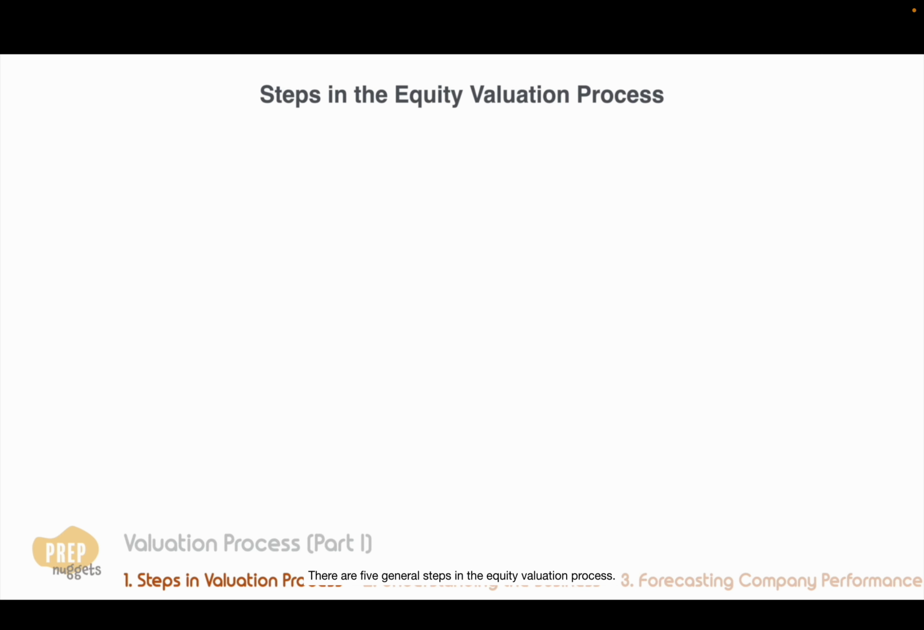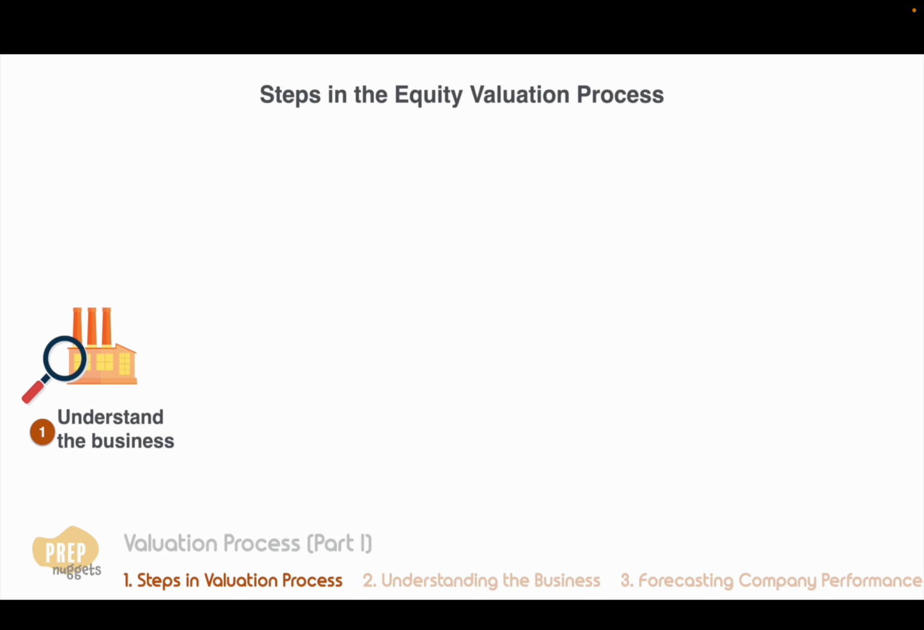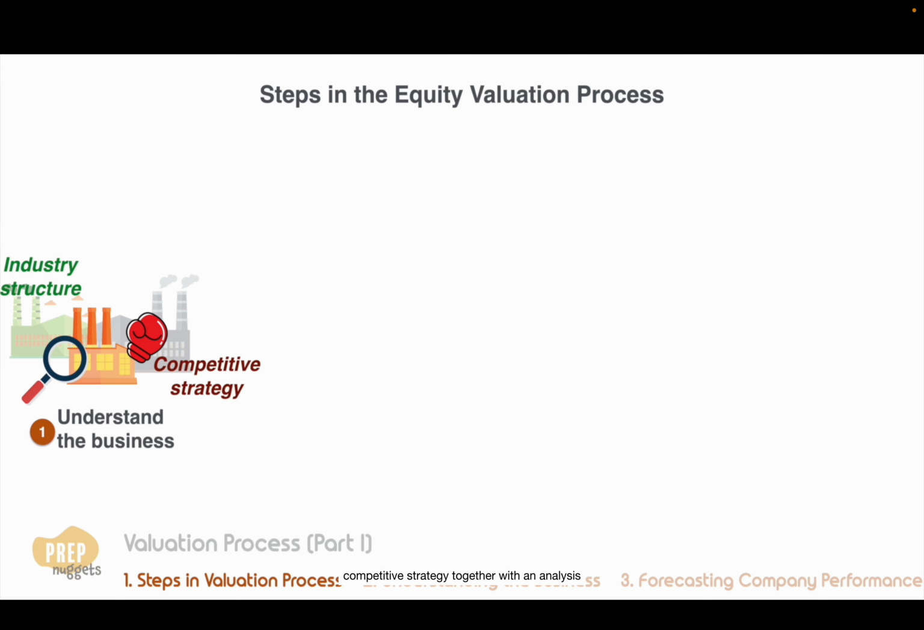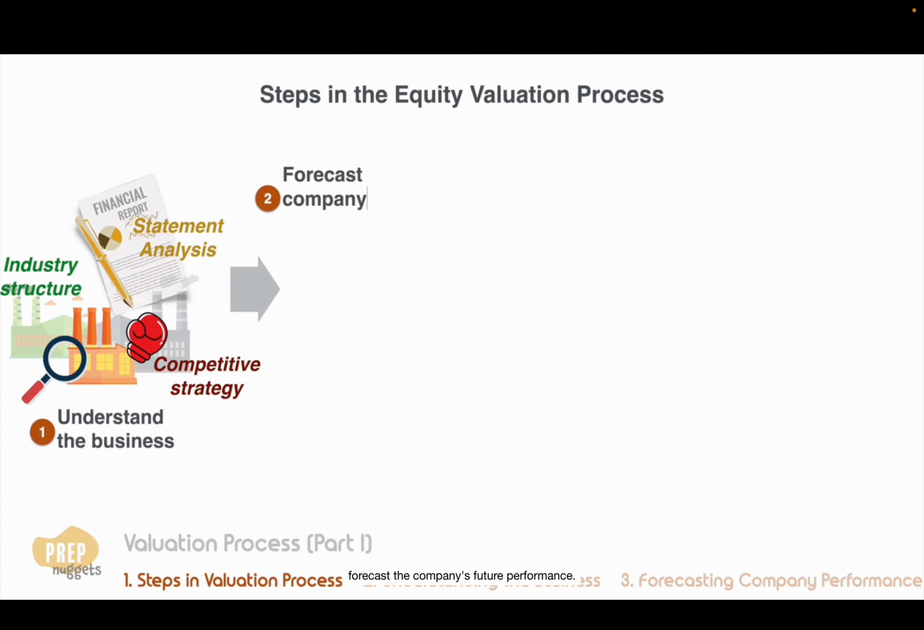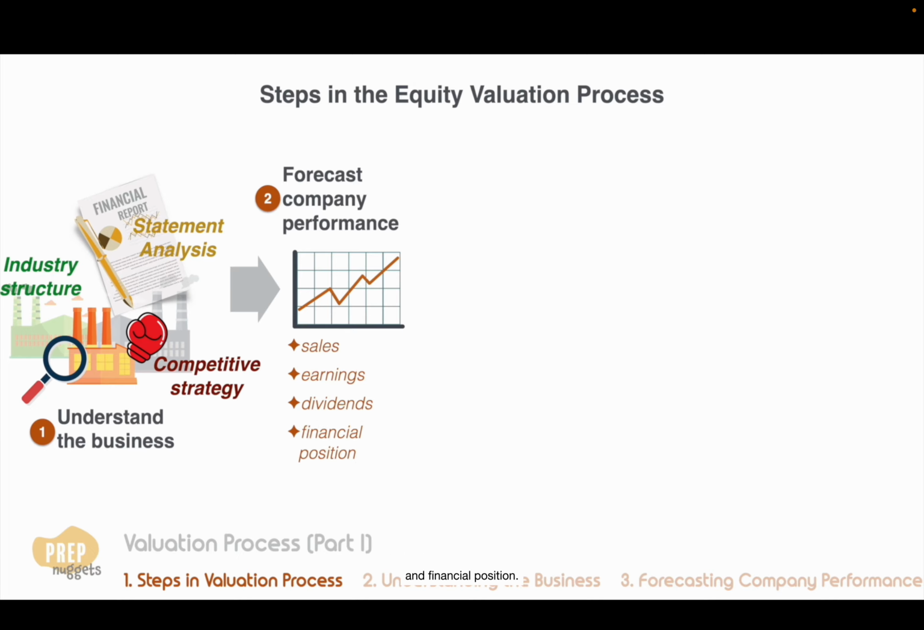There are 5 general steps in the equity valuation process. The first is to understand the business. A study of the industry structure and the company's competitive strategy, together with an analysis of financial statements and other company disclosures, provides a basis for the next step, which is to forecast the company's future performance. This usually includes forecasts of sales, earnings, dividends, and financial position.